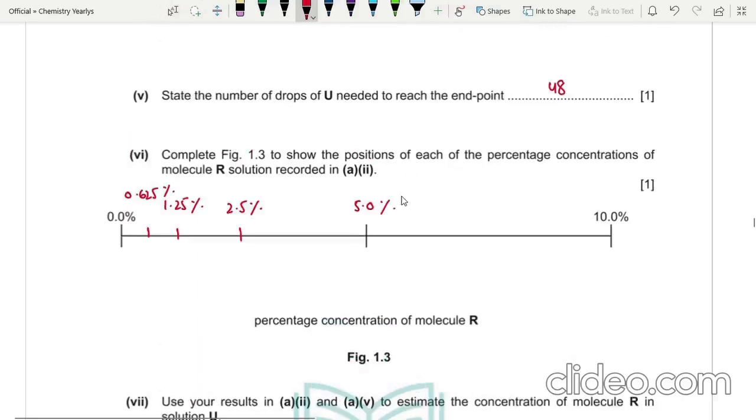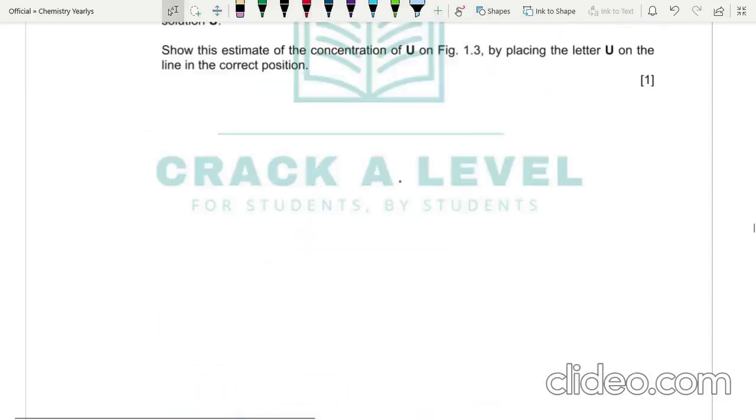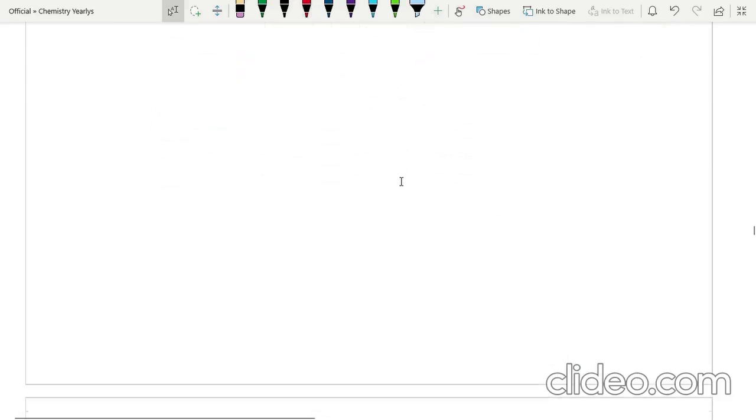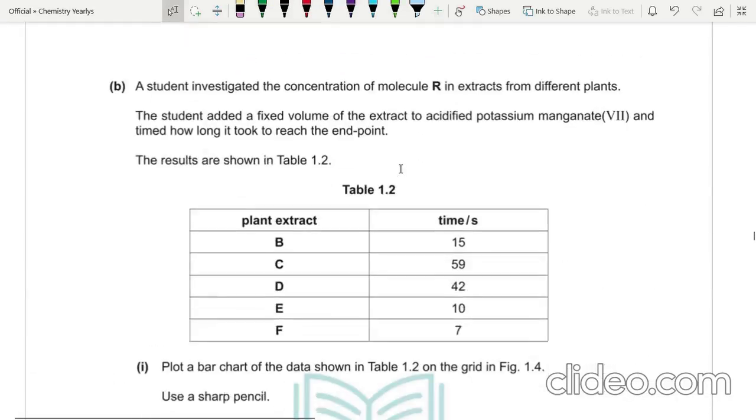Okay, so this will be about 7.5 actually, but we do not have to mark. I'm just showing you how we are going to be performing it. So the 9 will be somehow about here, 9.0%. It will actually be U, but you are just going to write the letter U here, not 9%. Okay, so show this estimate of concentration of U on figure 1.3 by placing the letter U on the line in the correct position. So we have already done this.